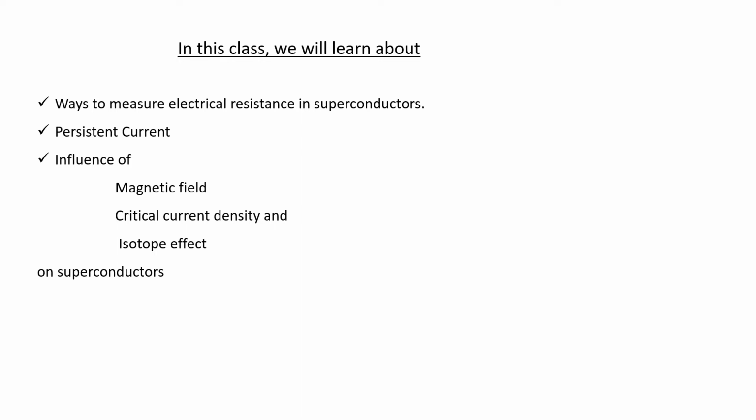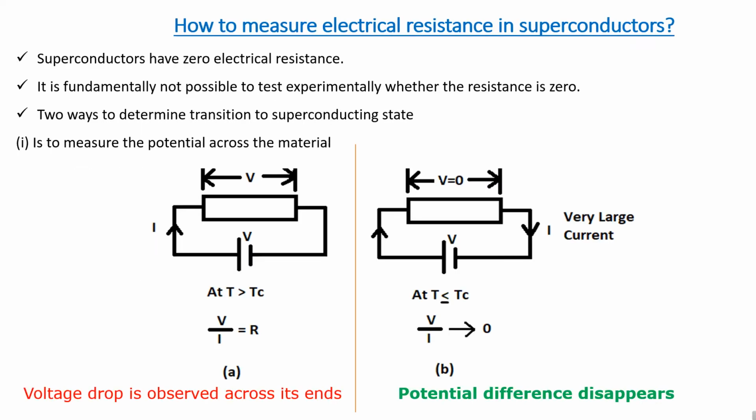In this class, we will learn about ways to measure zero electrical resistance in superconductors, persistent current, the influence of magnetic field, critical current density, and the isotope effect on superconductors. How to measure electrical resistance in superconductors.